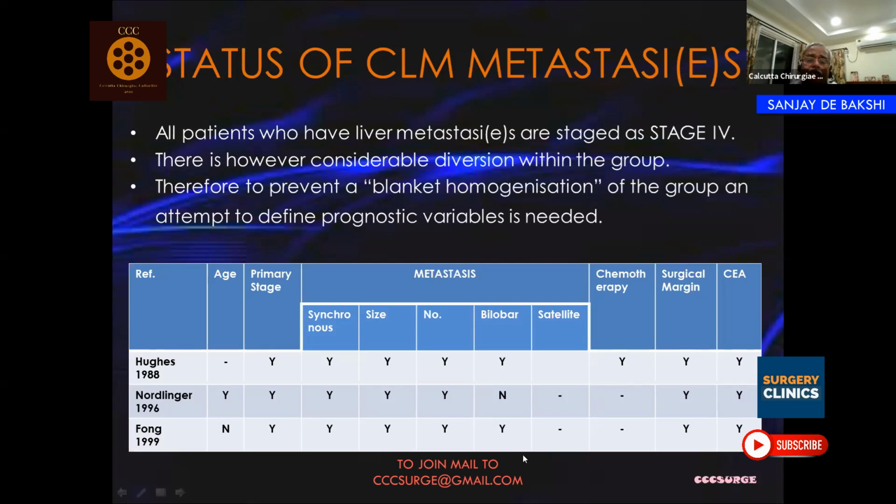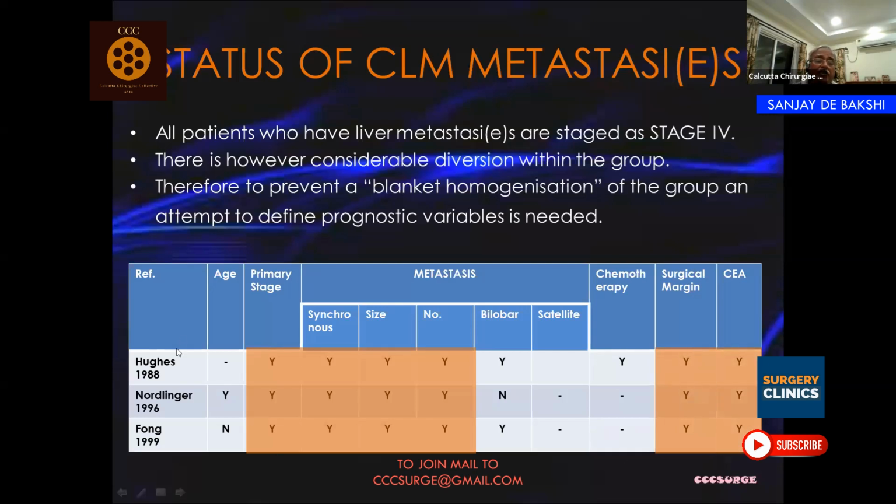If you compare it, primary stage influenced your decision. If you had synchronous metastases, that was bad news. The size of the metastases was very important. If it was a large size, that was bad news. The number of metastases was important. As also was, if you couldn't achieve a surgical margin when you were resecting the metastases, that was bad news. And the CEA more than 200 was also bad news.